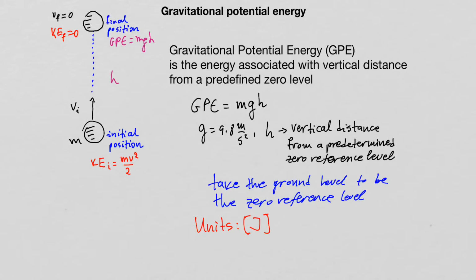This example, with the ball going up in the air and the kinetic energy converting completely into gravitational potential energy, is an example of the principle of conservation of mechanical energy. The principle of conservation of mechanical energy simply states that the mechanical energy of an object is constant at all times.